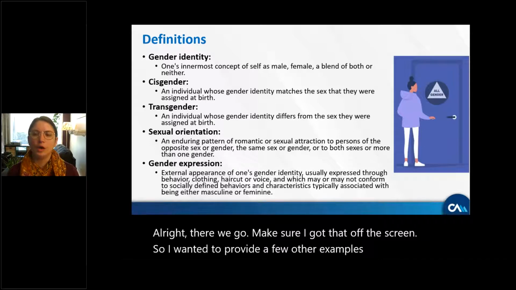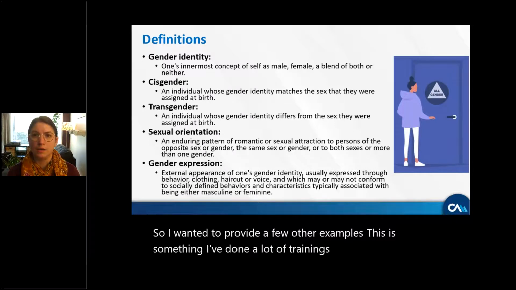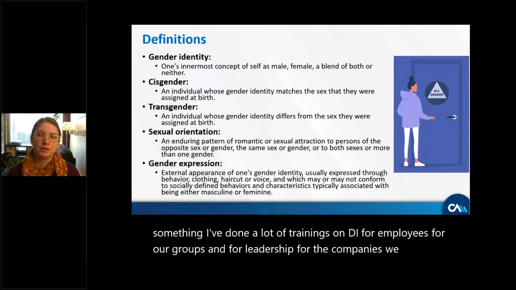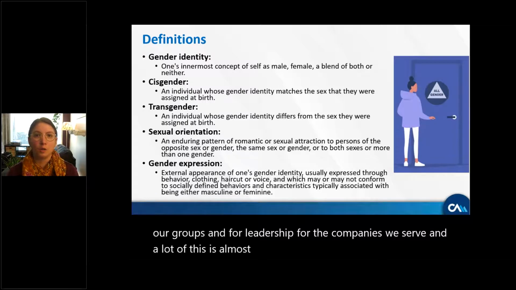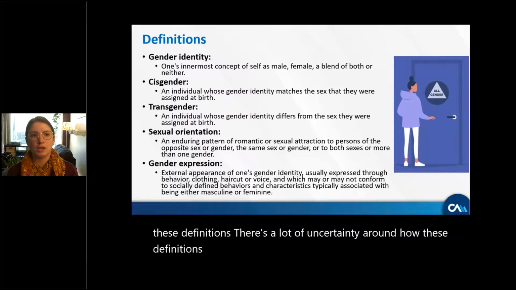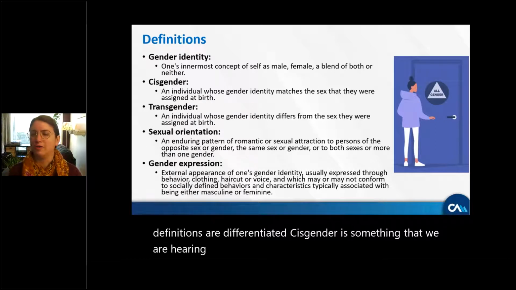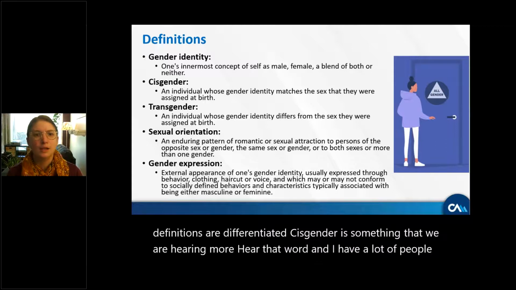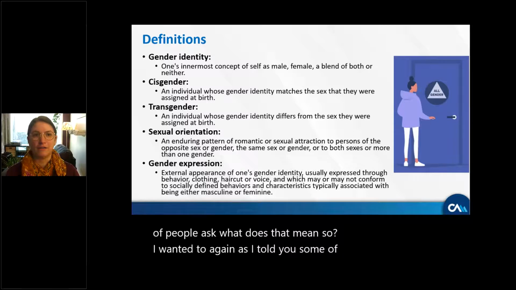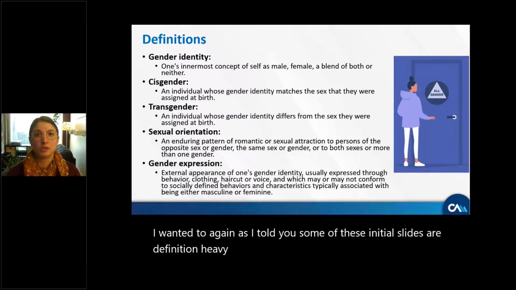This is something I've done a lot of trainings on, DEI for employees, for our groups, and for leadership for the companies we serve. And almost always I get so many questions around these definitions. There's a lot of uncertainty around how these definitions are differentiated. Cisgender is something that we are hearing more, and I have a lot of people ask, what does that mean? So as I told you, some of these initial slides are definition heavy, but this is so much about education.